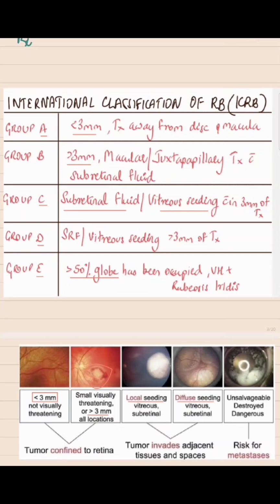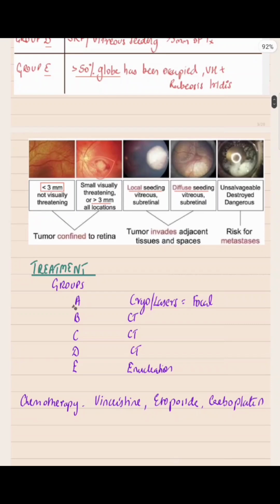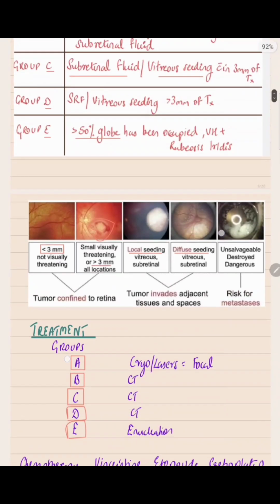This classification is used for treatment. According to this classification, for those in group A, we give focal cryotherapy or laser. In group B, C and D, we give chemotherapy, and E is an unsalvageable eye, so we have to do enucleation.